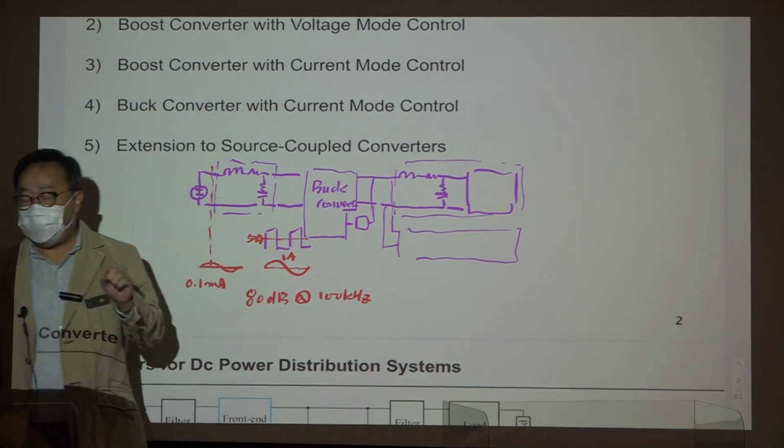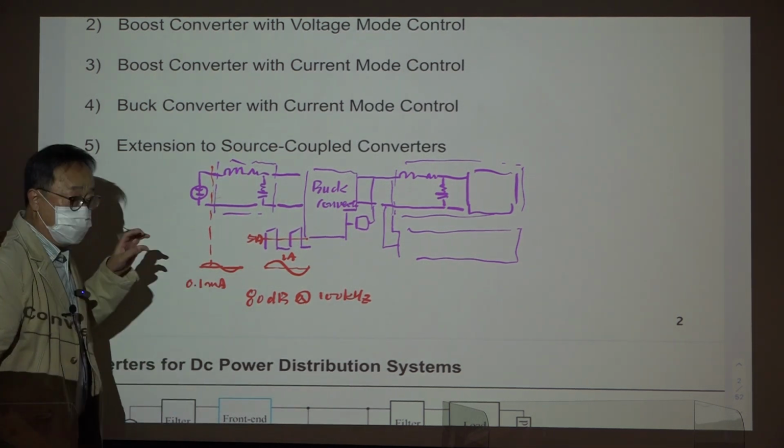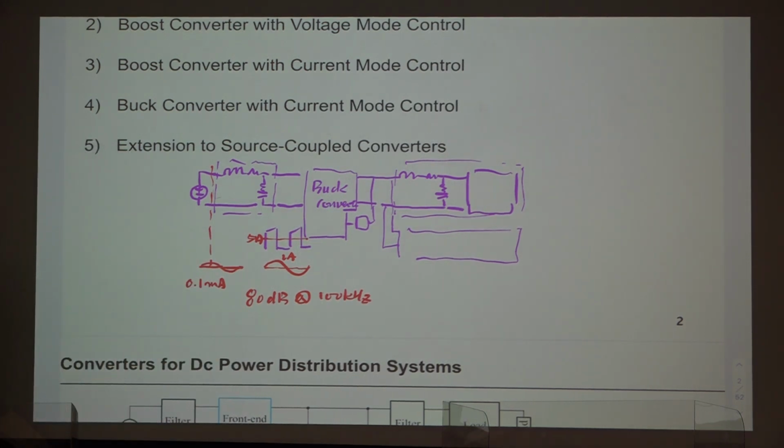The guy who first investigated this problem is Dr. Middlebrook, and he published the very famous, glorious paper in 1972. Long time ago, half a century ago. That is the beginning of this story, and the beginning of the study of interaction in DC power distribution systems. The basic problem is that this buck converter is presenting negative incremental resistance. That was the problem.